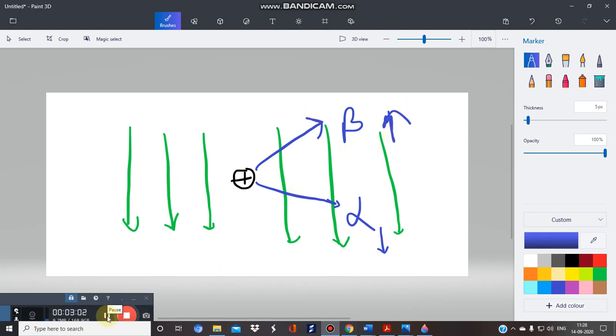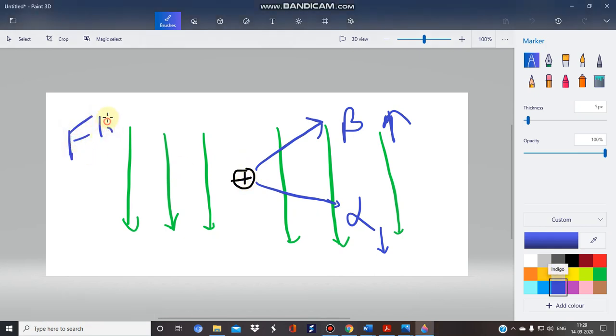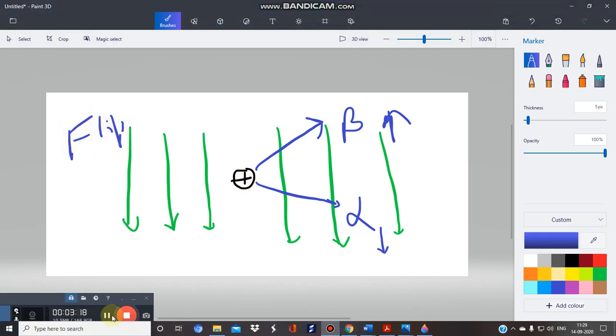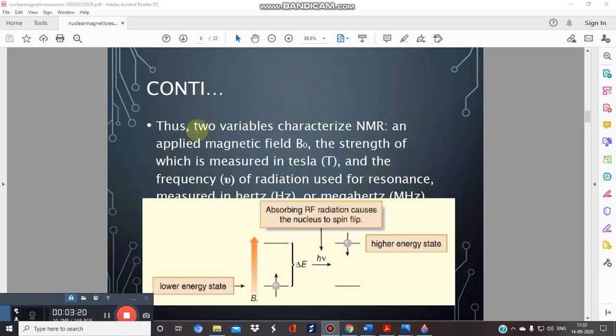So in NMR, we put the compound in radio frequency radiation, and different nuclei absorb energy and flip. Just see this, two variables characterize NMR: the applied magnetic field, that is B naught, and its strength, which is measured in Tesla, and the frequency of radiation used for resonance. This is important.